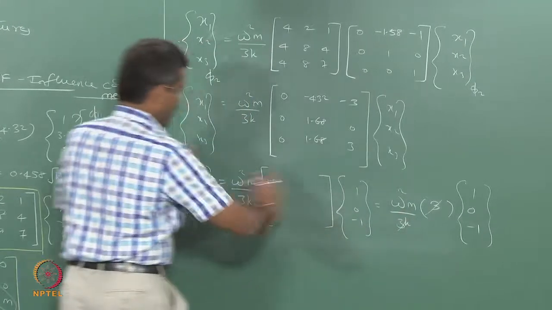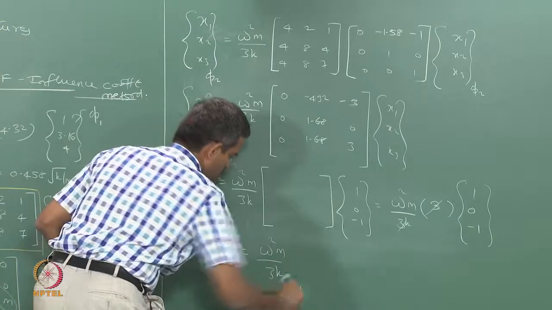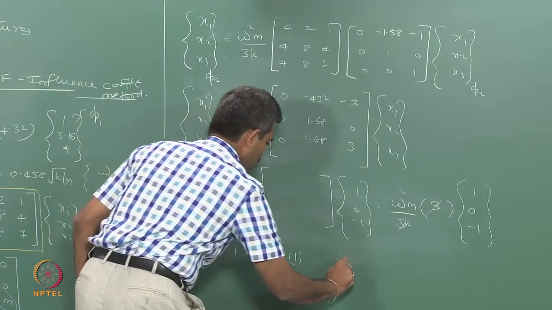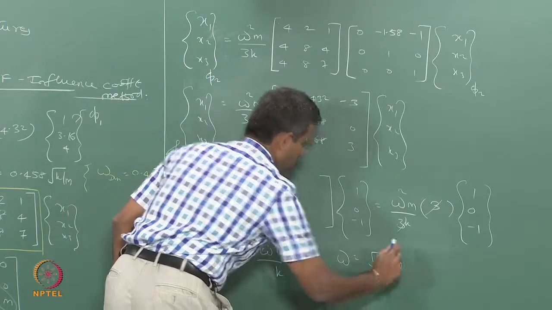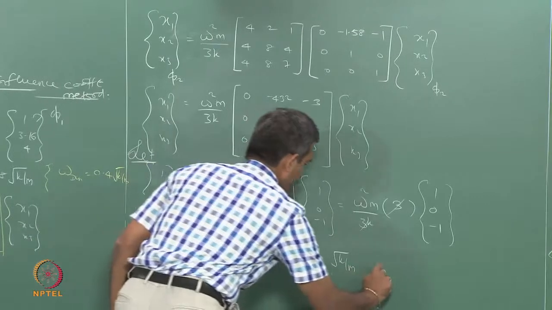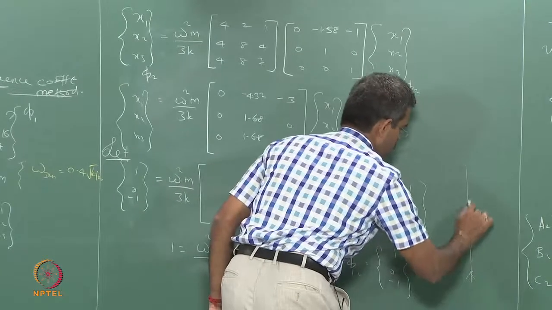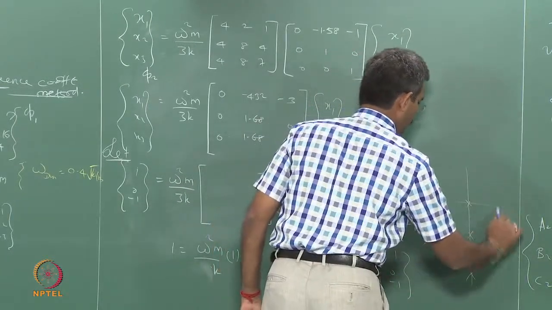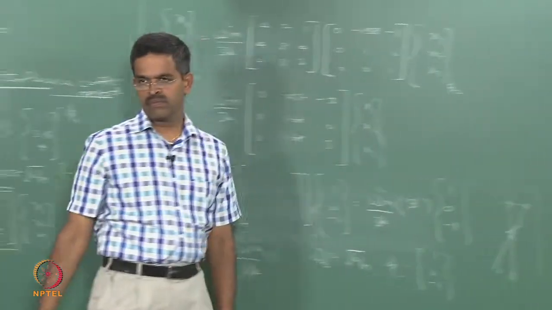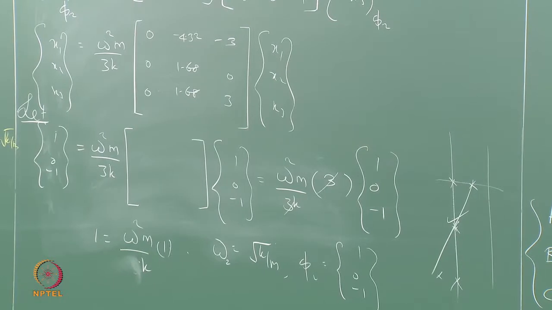Therefore, I can equate and read 1 is equal to omega square m by 3k, that is, m by k, because this is the multiplier of 1. On the other hand, omega is root of k by m, that is the second frequency, and the corresponding mode shape is 1, 0, minus 1. If you try to plot, these are 3 mass positions, this is positive, this is 0, negative, you get one zero crossing. Okay. So, the first one zero crossing means second mode, n minus 1, so second mode.